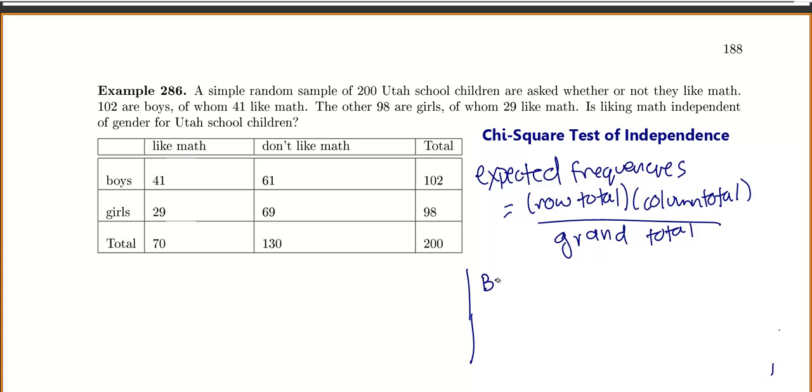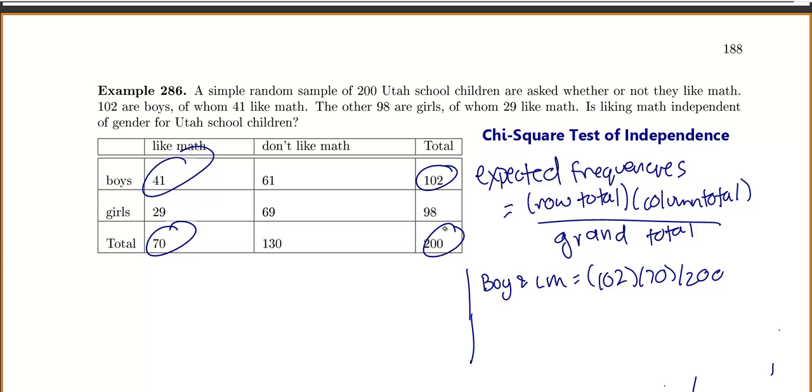So let's go ahead and do it. Let's do boy and like math. So for boys and like math, that would be 102 times 70 over 200, because my row total was 102, my column was 70, and the grand total was 200. So this is 35.7. Now on this one I didn't give you another table because I actually find it easier to leave a little extra space and just write in the 35.7, and since that one's handwritten, I know all of the handwritten values are expected.